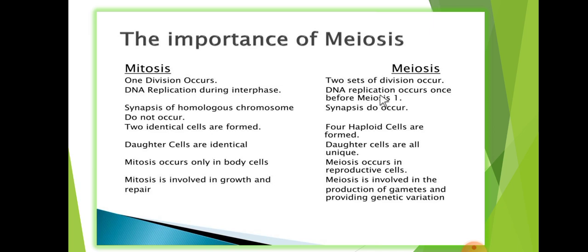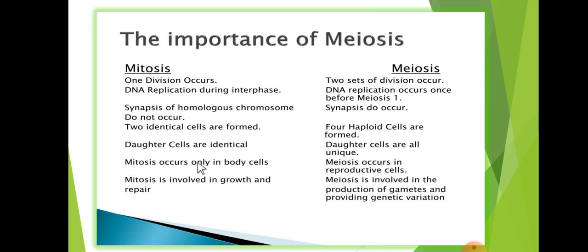Here the interphase precedes only meiosis 1. Synapsis of homologous chromosomes does not occur in mitosis, there is no crossing over of homologous chromosomes. Two identical sets are formed, so the cells formed by mitosis are identical. Here in meiosis the cells that are formed are different. The 4 haploid cells are different.